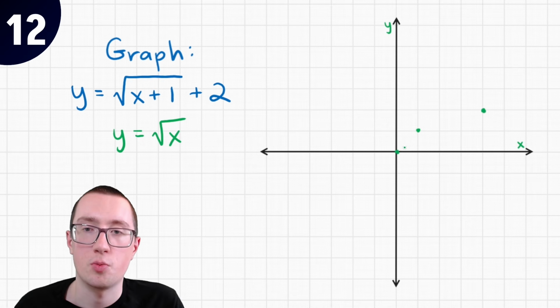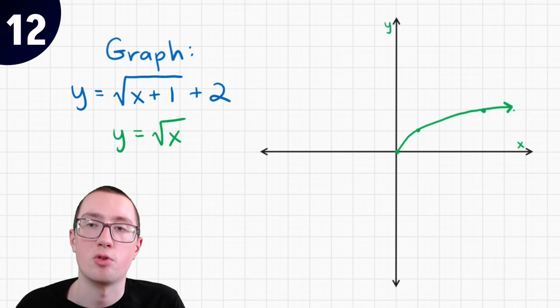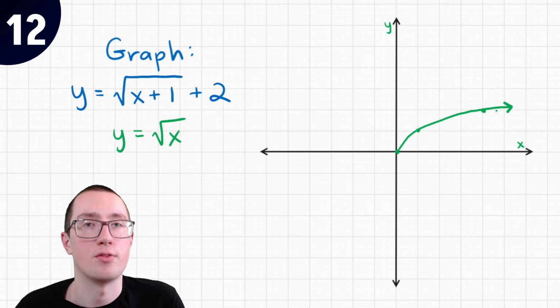So let's go ahead and connect up these dots. It's not quite a straight line. It is a little bit curved. It's almost like a sideways parabola, and we only have half of the parabola.